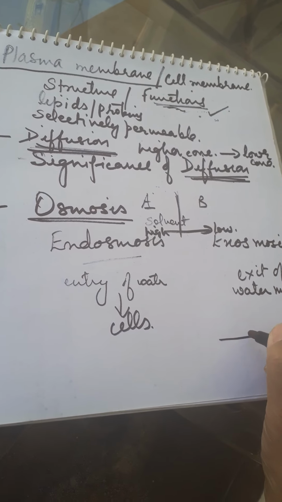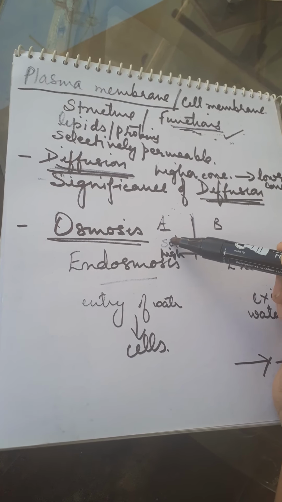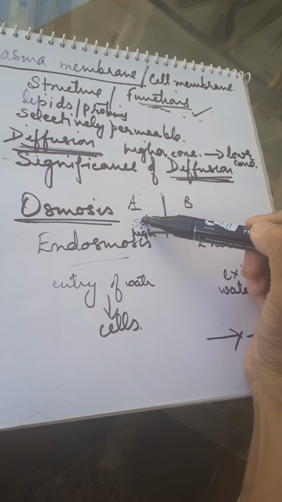So, till here, I hope it is clear what is the function of plasma membrane, and how diffusion and osmosis occur within the cell or in between the cells.